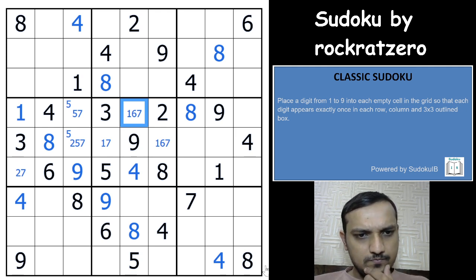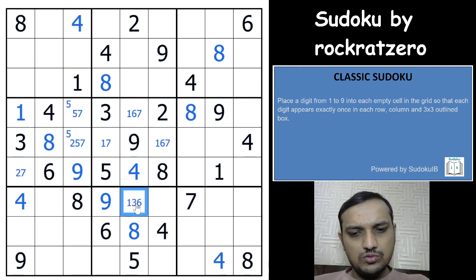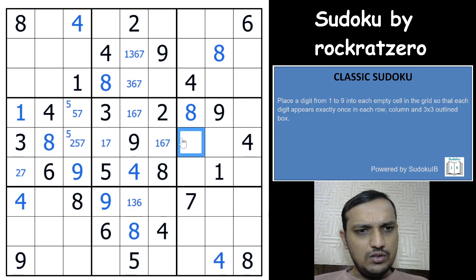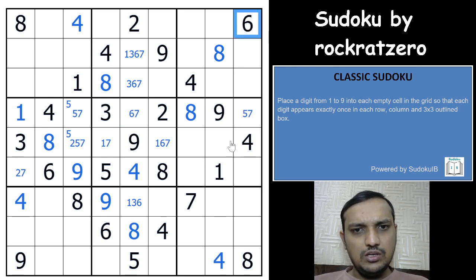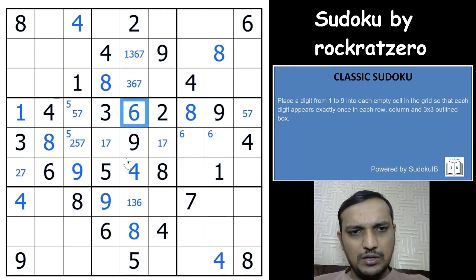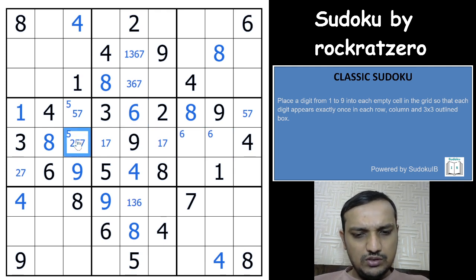1, 3, 6, 7. Okay, we have written everything. 1, 3, 6, 7. This is not a 1. 5, 6 and 7. 6 and 7. This is 5. You already have a 6 here, which means you have a pointing of 6 here in these two cells. That removes 6 from this cell, and you get a 1, 7 pair, so this has to be a 6. Amazing. That 1, 7 pair removes 7 from this cell.